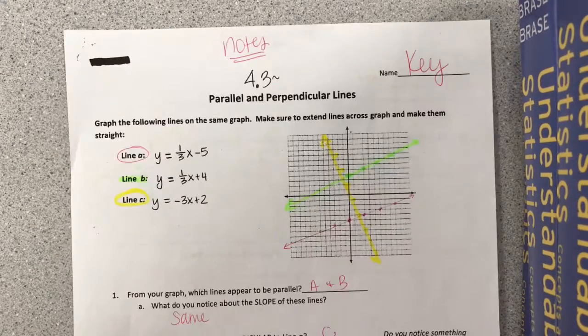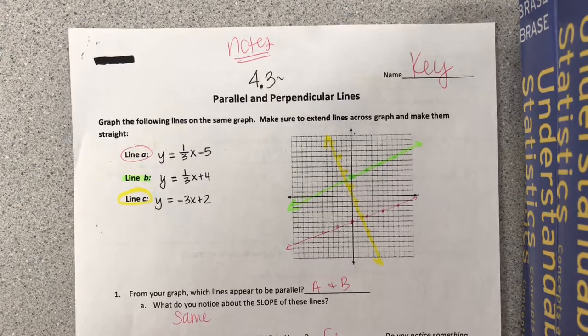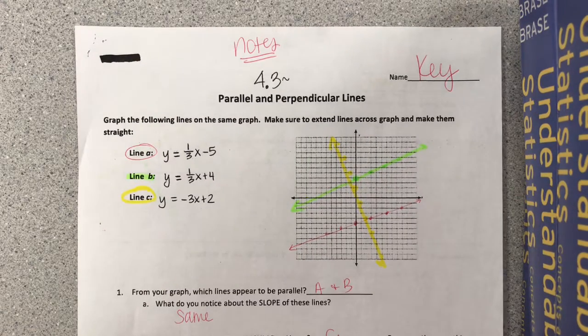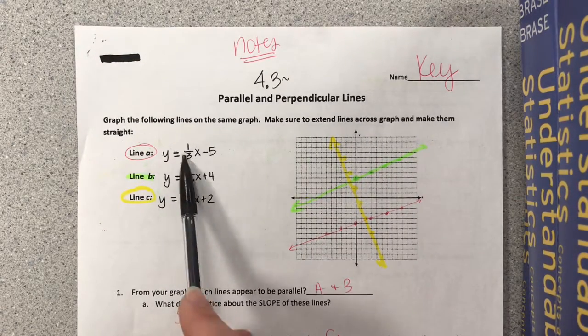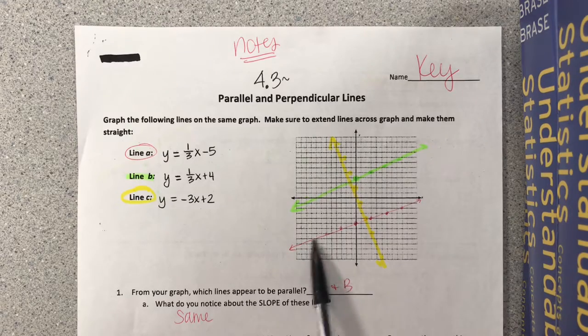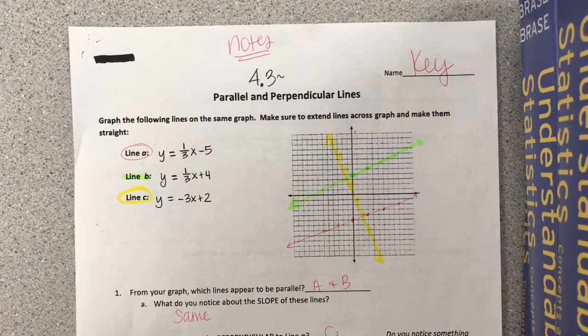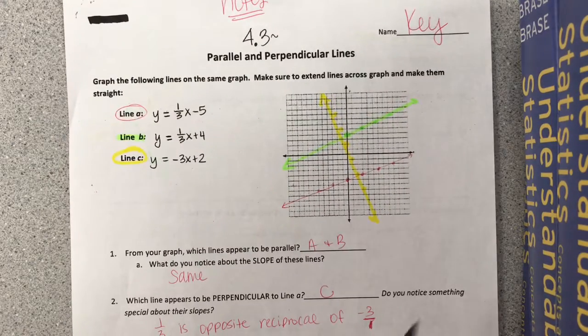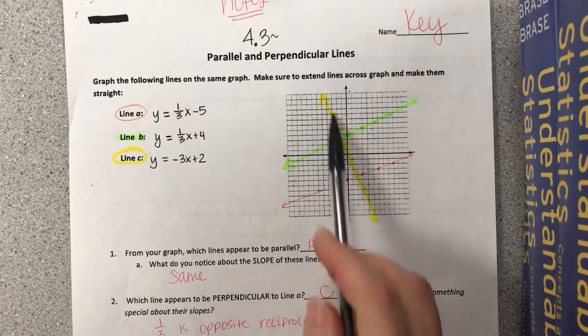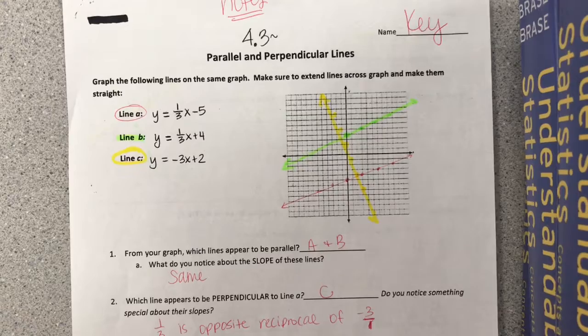From your graph, which lines appear to be parallel and what do you notice about the slope? Do you guys see how the slopes are both 1/3? And it kind of makes sense they're parallel. If they're both rising and running at the same rate, they're going to be parallel. But something not maybe as noticeable is the perpendicular line. Remember, that means a 90-degree angle. So it seems that this yellow line is perpendicular, right?